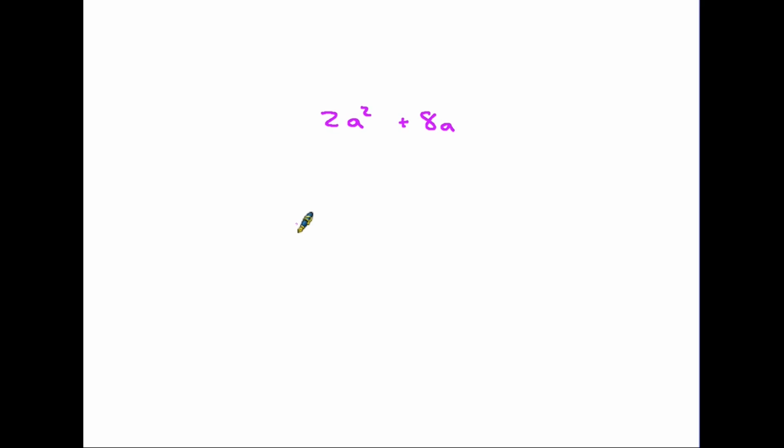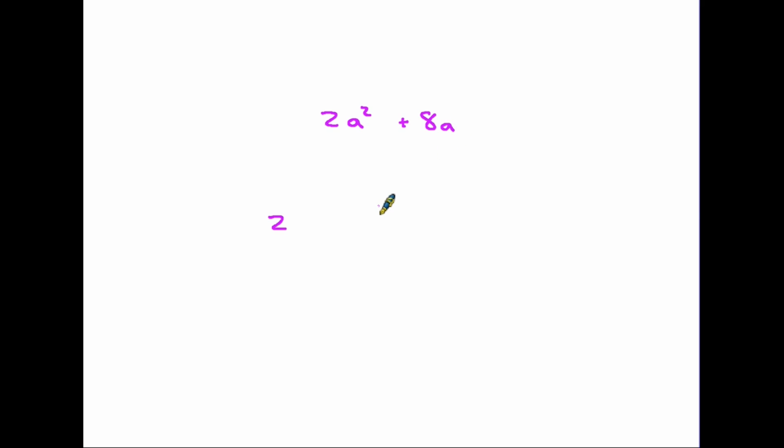Now let's take it a step further. We have a new expression, 2a squared plus 8a. Again, numbers first. We have a 2 and an 8. The highest common factor of 2 and 8 is 2. That's the numbers sorted for the moment. We now move on to the letters. Now, in this case, we have a's in both terms. In the first term, it is an a squared, and in the second term, it is just an a.